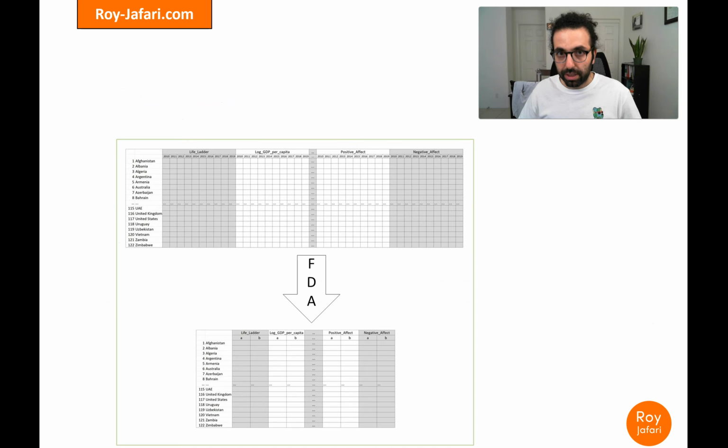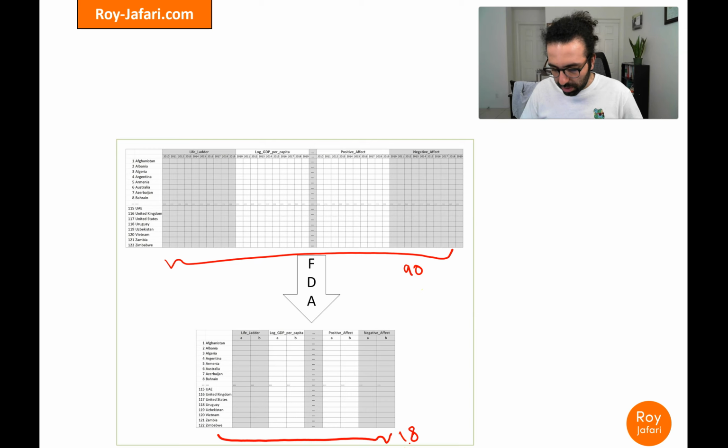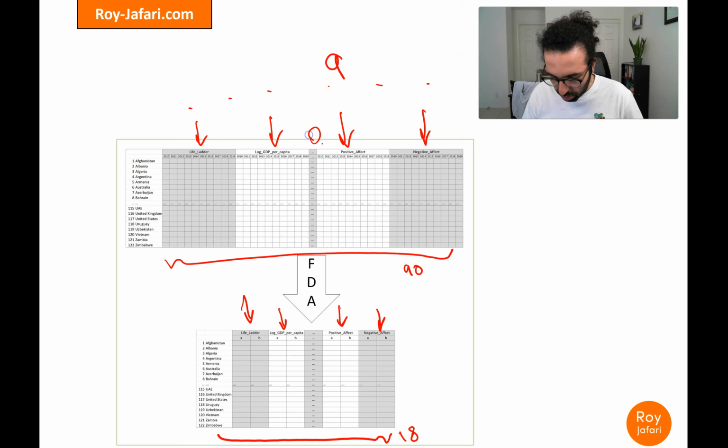When we apply FDA in this way using a linear function, we reduce the size of the data from 90 attributes to 18. So these were 90 attributes, if you remember, and we only have 18 here because we have 9 of these, right? You only are seeing 4 of them, but there are 9 of them. Like the same here, some of them are not shown here, the same here. So we have 9 of these. Alright, so that's what we did.